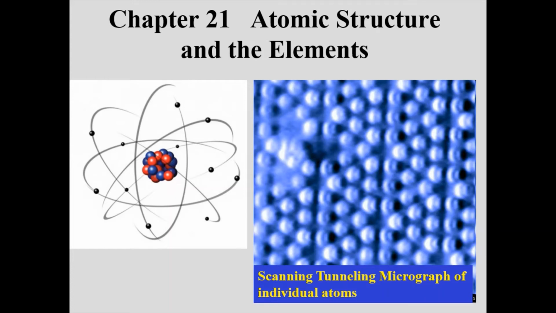Hello, welcome to Chapter 21 on atomic structure and the elements. In this chapter, we'll explore what atoms are made of and how their structure determines the properties of atoms. We'll also see that all the matter that makes up the Earth, including ourselves, is made from different types of atoms called the elements.